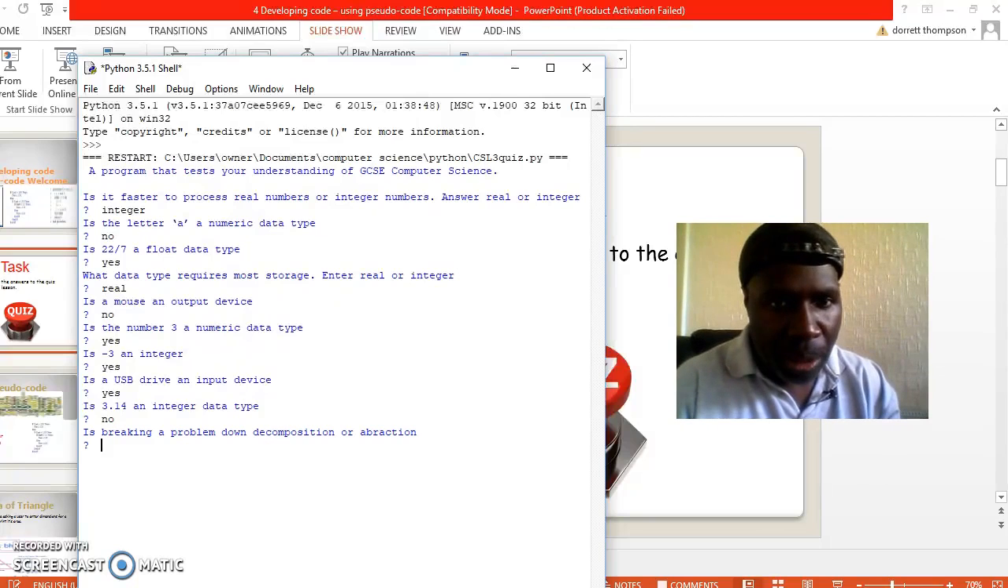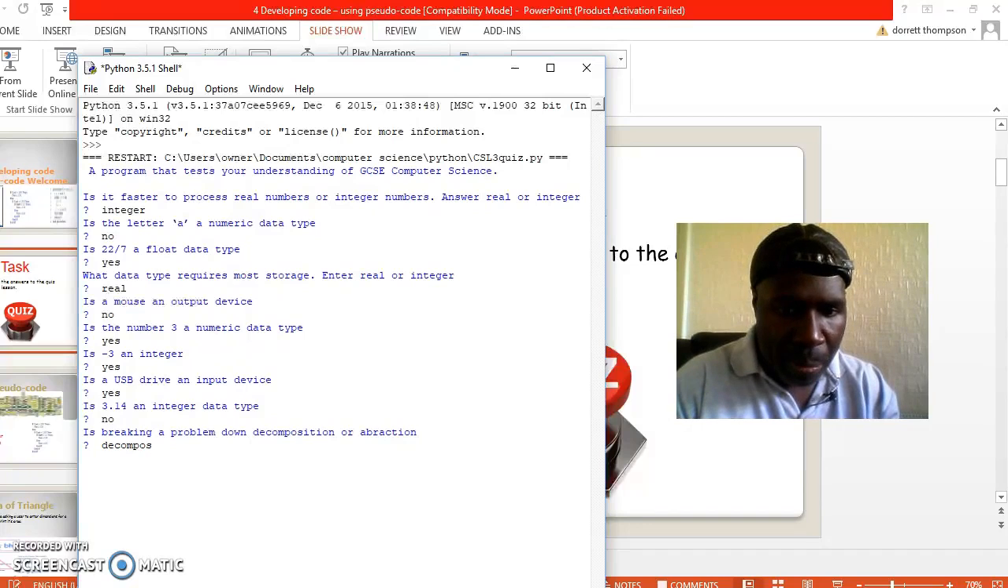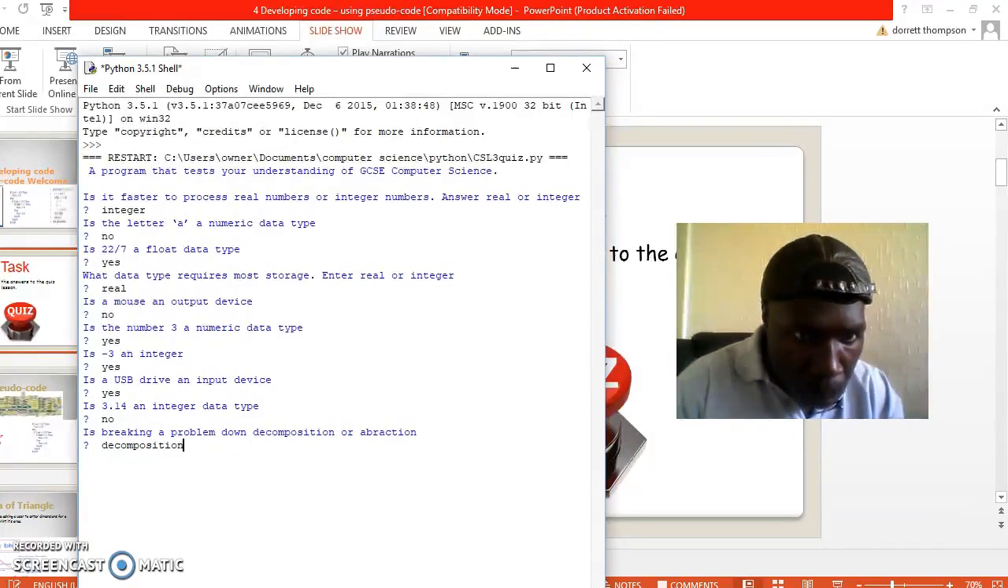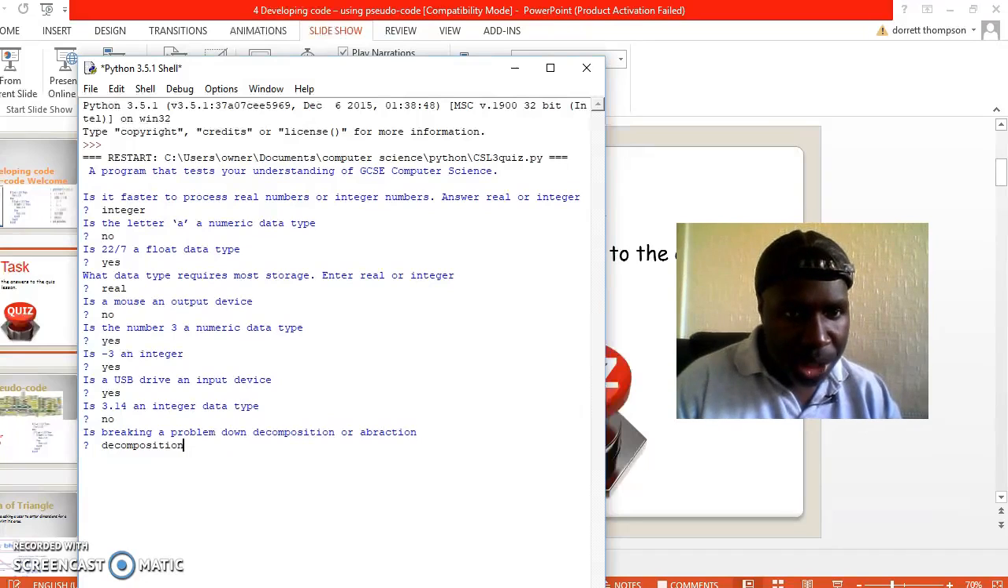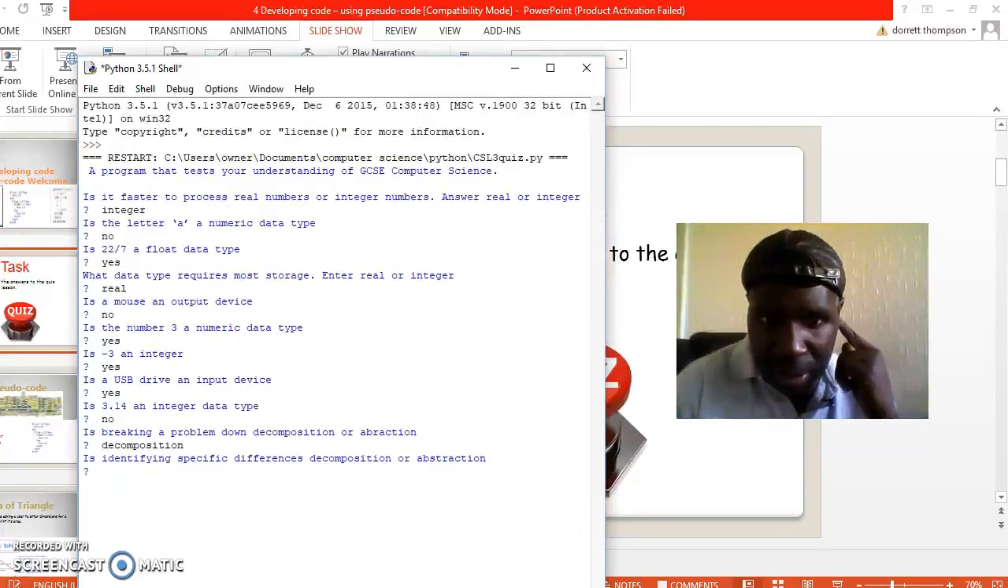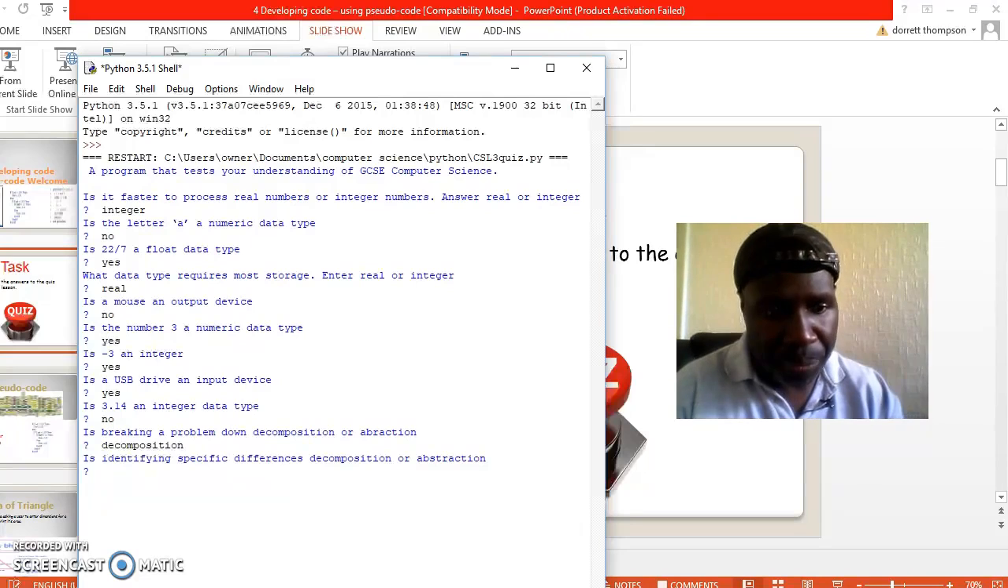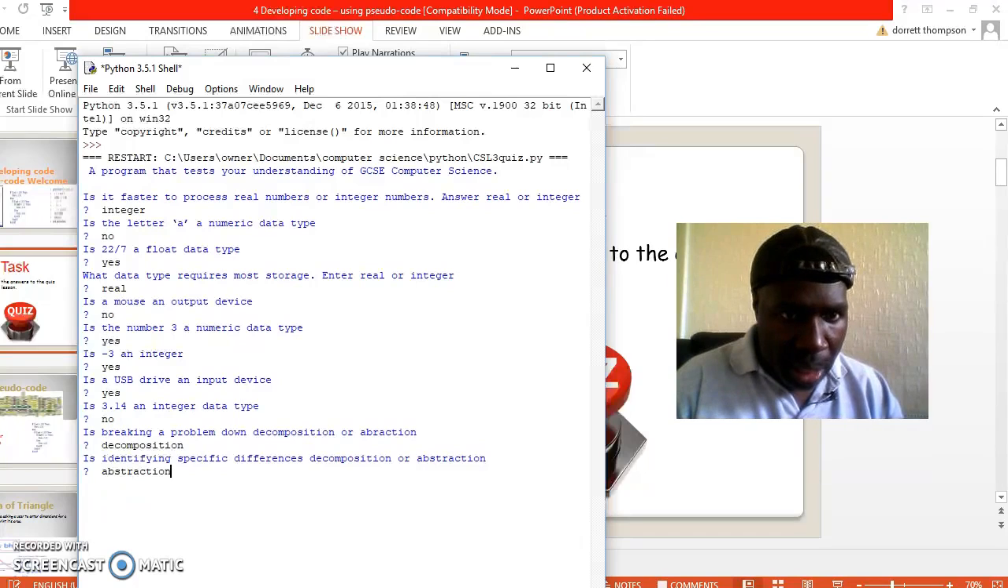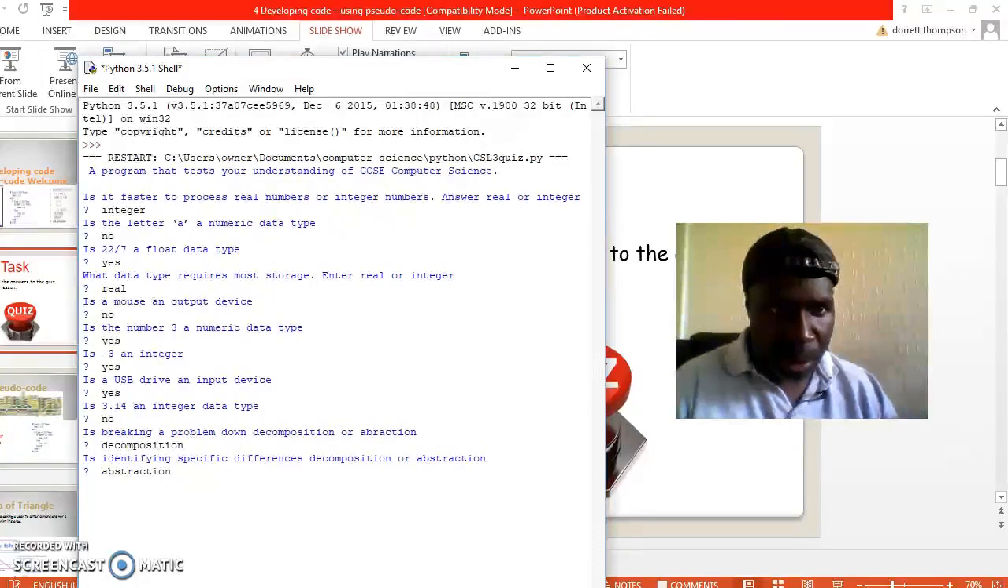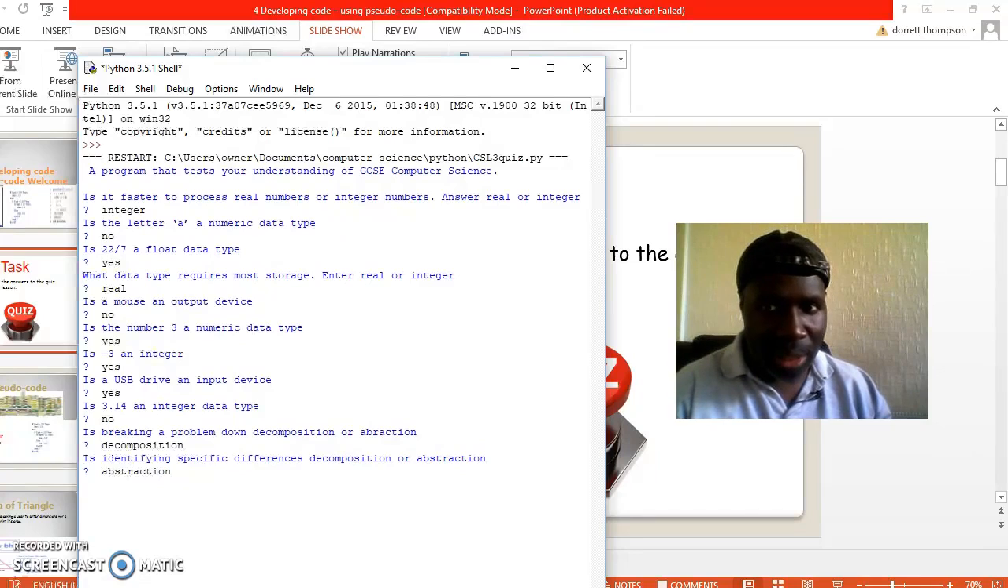Is breaking the problem down decomposition or abstraction? It is decomposition. Is identifying specific differences decomposition or abstraction? The answer is abstraction. And if you remember lesson 1, we spoke in detail about decomposition and abstraction. So hopefully you would have watched that screencast, so you'd be very familiar with those two answers.